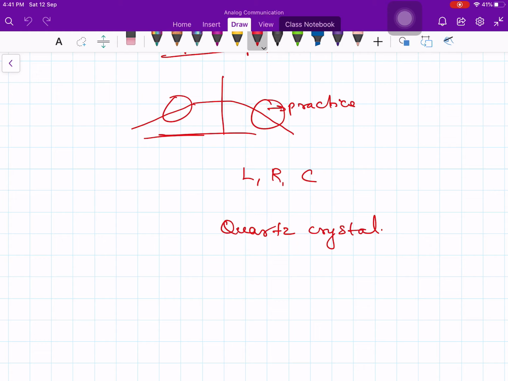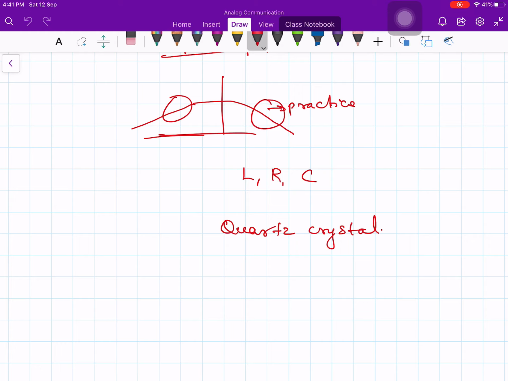So one can use properly designed quartz crystal filters, which have very interesting properties of providing you a very sharp cutoff. We will discuss more about this a little later as we go along, if time permits.